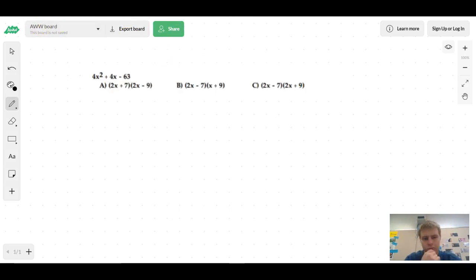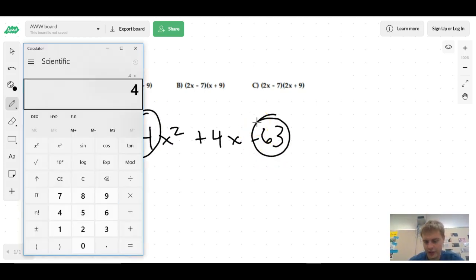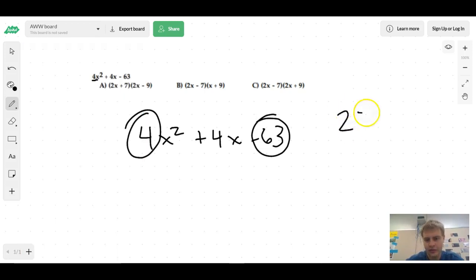Let's try the next one. Okay, so for the second one, we're going to try this problem, and it wants us to factor. The hard part about factoring this is we have a number in front. So if you remember from before, anytime we have a number in front, we can't just make two boxes and go through it. What we want to do is take the first number times the last number. So we do 4 times 63, and that gives us 252.